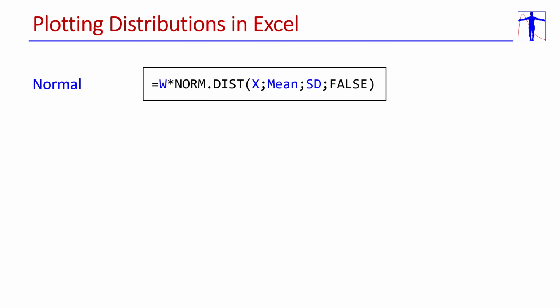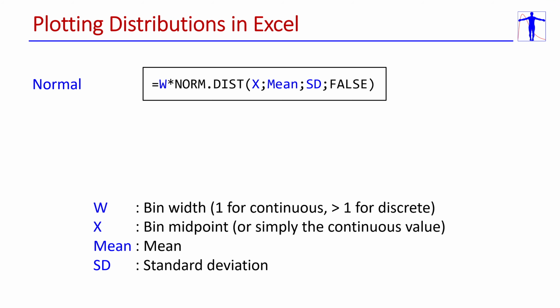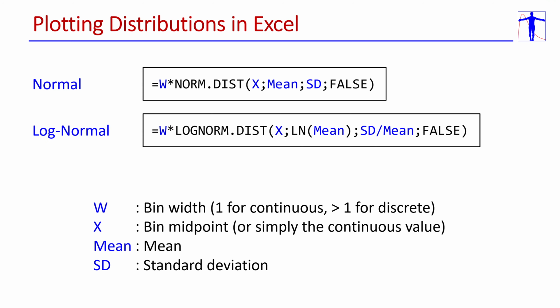This is the Excel formula for calculating the probability of value x for a given mean and SD using a normal distribution. Here W is the bin width and x the bin midpoint. This is the Excel formula for calculating the probability using a log normal distribution. Please note that pharmacokinetic parameters are typically assumed to be log normal distributed.